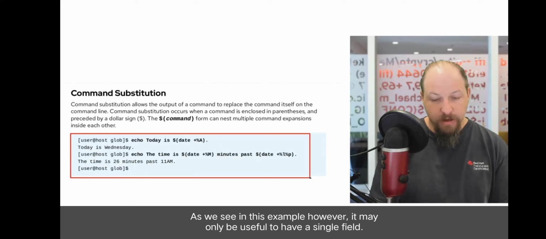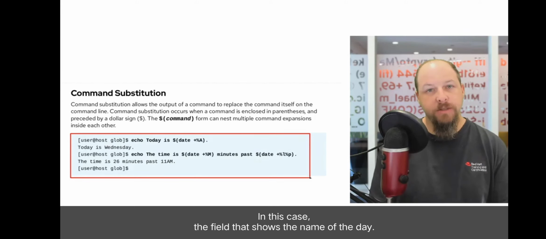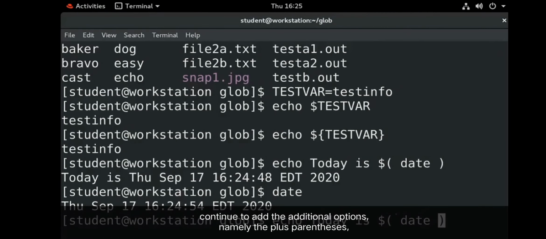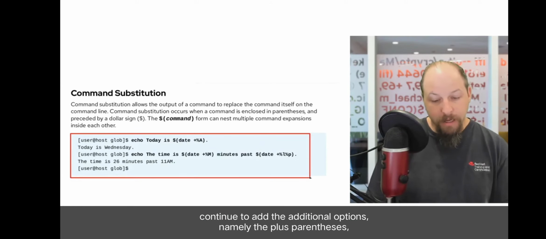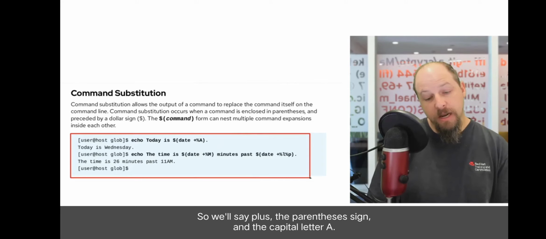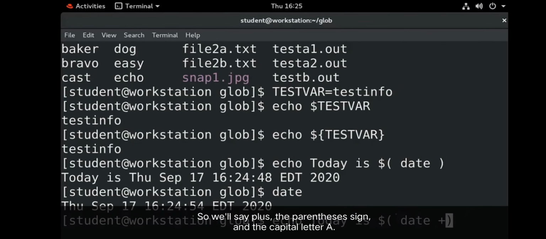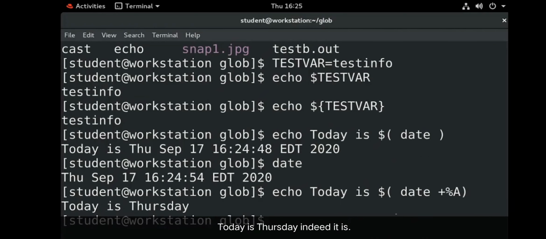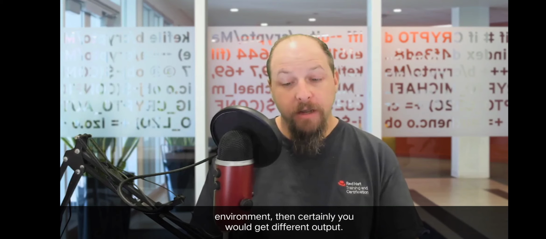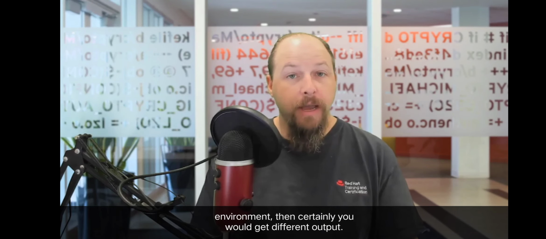As we see in this example, however, it may only be useful to have a single field. In this case, the field that shows the name of the day. If we wanted to do that, we can use our up arrow and go back and continue to add the additional options, namely the plus sign, the percent sign, and then the capital letter A. Today is Thursday. Indeed it is. Now please be aware, if you're doing this work on a different day in your environment, then certainly you would get different output.